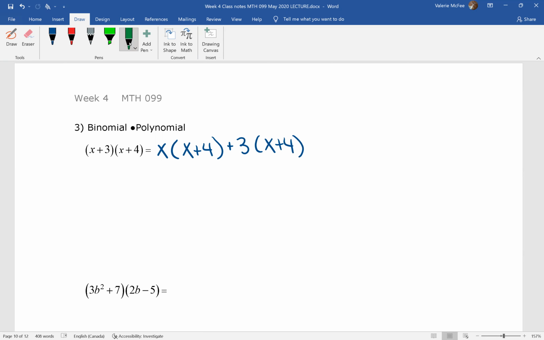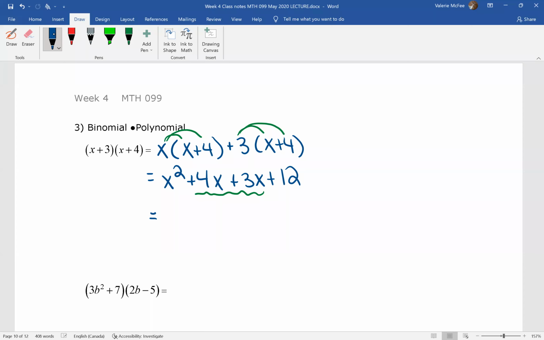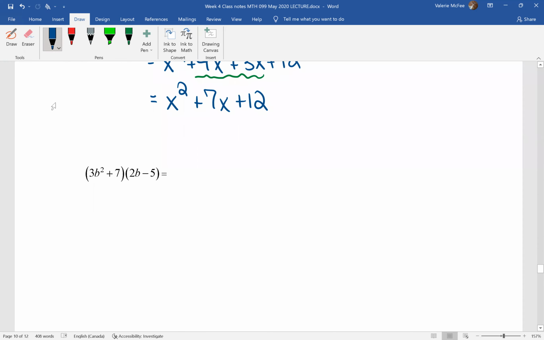Now we're just going to use the distributive property again. x squared plus 4x plus 3x plus 12. In this question, we see we have like terms in the middle. So this simplifies to x squared plus 7x plus 12. If you think you're ready, pause your video and try the next one.